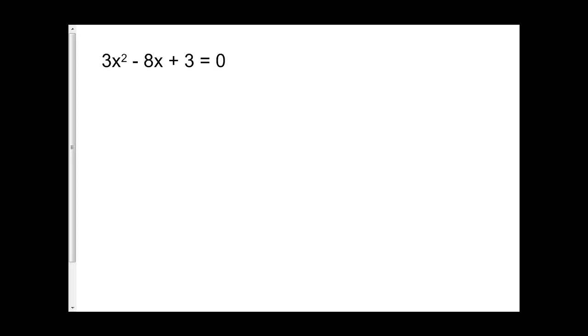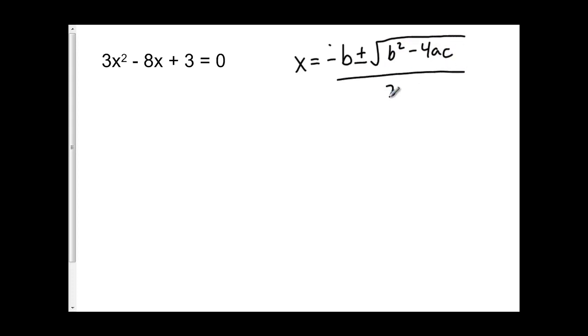One thing you may be asked to do with quadratic formula questions is to give the exact answer. If I'm asked to give an exact answer, that means I don't want a decimal approximation. So using the quadratic formula, we've got x equals negative b plus or minus the square root of b squared minus 4ac, over 2a. From this equation, we know that a equals 3, b equals negative 8, and c equals 3. So I can substitute that into my formula.